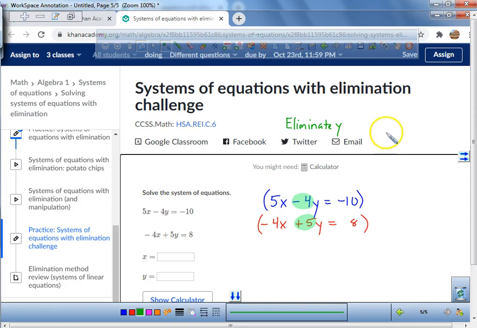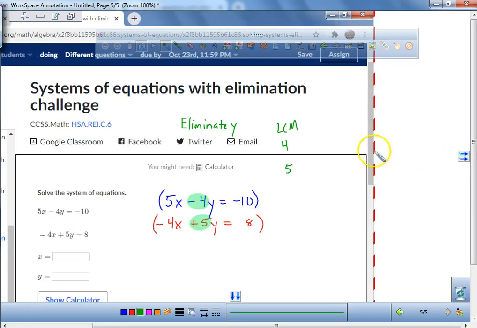So what we have to do is find what's called the least common multiple between a 4 and a 5. If you don't remember least common multiple, it's very easy. Let's count by 4s. Ready? 4, then 8, then what? 12, then 16, and then 20, 24, it keeps going on forever. We count by 5s, it's what? 5.